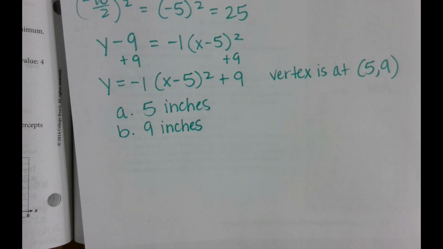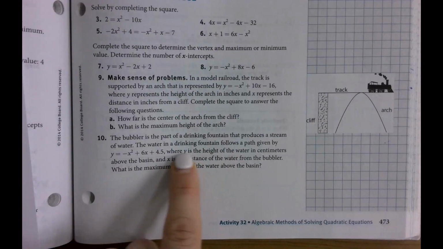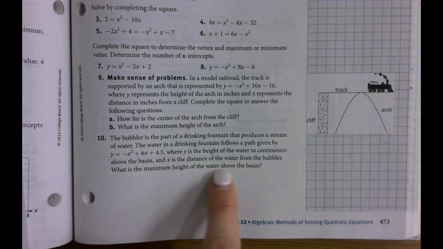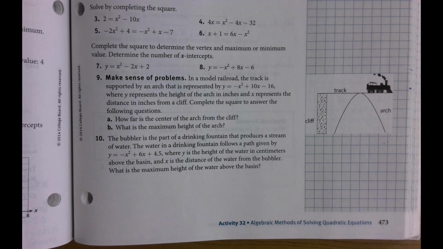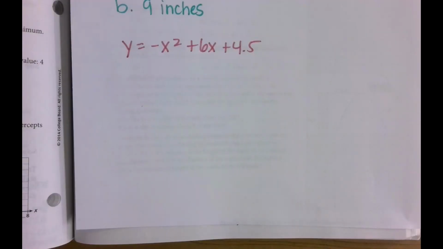All right, number 10, the bubbler is the part of a drinking fountain that produces a stream of water. The water in a drinking fountain follows a path given by y, where y is the height of the water in centimeters above the basin, and x is the distance of the water from the bubbler. What is the maximum height of the water above the basin? So that we can find the maximum height, which is the y value of the vertex. So we have y equals negative x squared. And try it on your own first, and then come back.